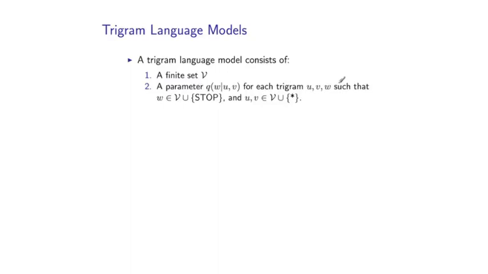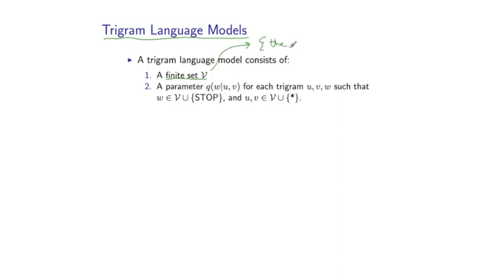So now we'll see how we can apply these ideas very directly to the language modeling problem. We'll see how trigram language models can be derived as a direct application of second-order Markov processes. A trigram language model will consist of two things. Firstly, we'll have some finite set V, which is just going to be the vocabulary in the language model, in exactly the same way as before.